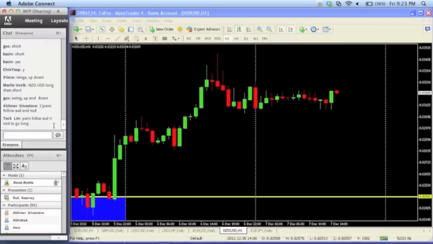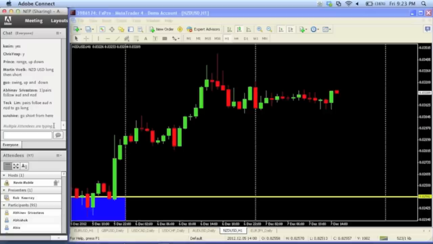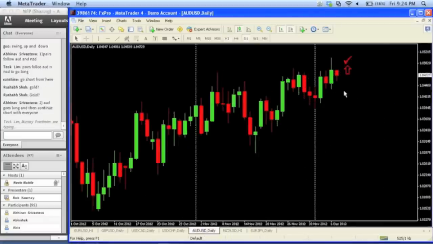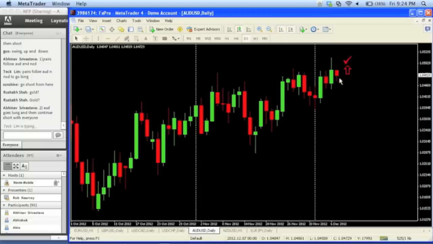Okay, scenario one, pairs follow Aussie dollar and New Zealand dollar. Let's say Aussie dollar and New Zealand dollar continue north, and everything else follows it. That's scenario number one. Scenario number two, Sunshine says go short from here. Everything just drops short, and Aussie dollar and New Zealand dollar never follow, and never respect the previous candle. It just continues to fall short.